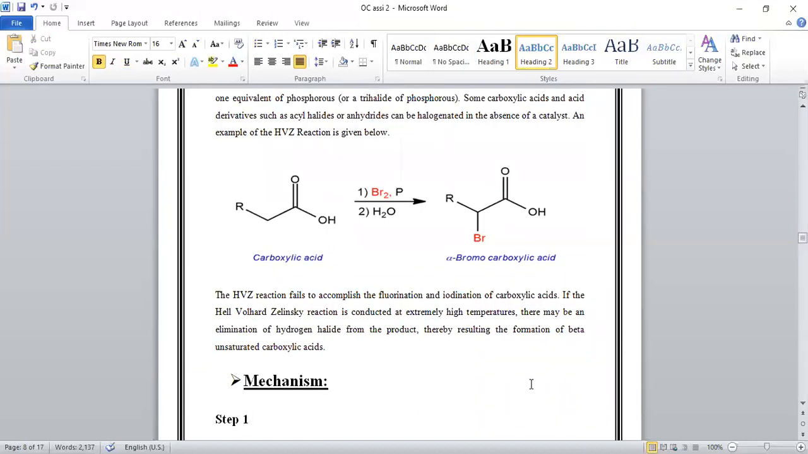The HVZ reaction fails to accomplish the fluorination and iodination of a carboxylic acid. If the Hell-Volhard-Zelinsky reaction is conducted at extremely high temperatures, there may be an elimination of hydrogen halide from the product, thereby resulting in the formation of an alpha-beta unsaturated carboxylic acid.